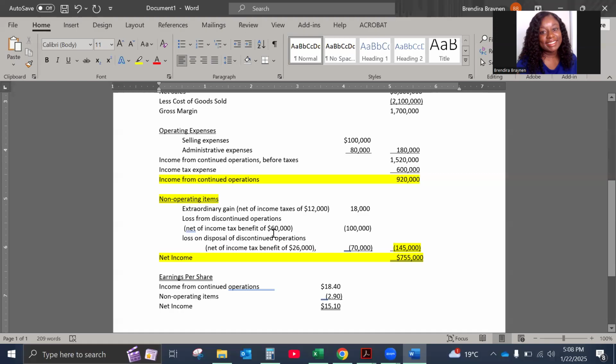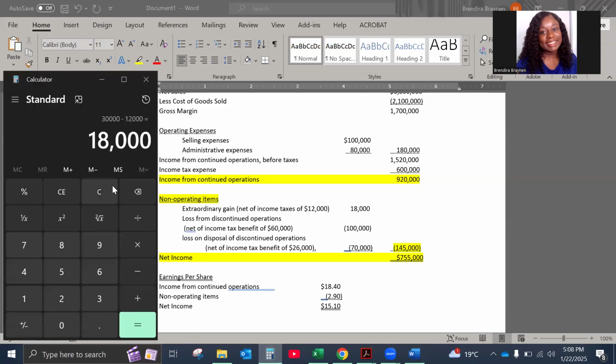And then whenever you had these extraordinary items, what happens is they would give you one number, and then you have to take that one number. In this case, we use 30,000. You take that one number multiplied by the tax rate. So that multiplied by the 40% tax rate means that the taxes on that $30,000 is $12,000. That's how much taxes they have to pay on this extraordinary gain.